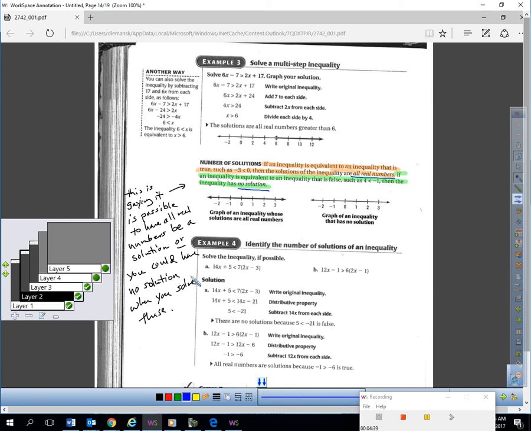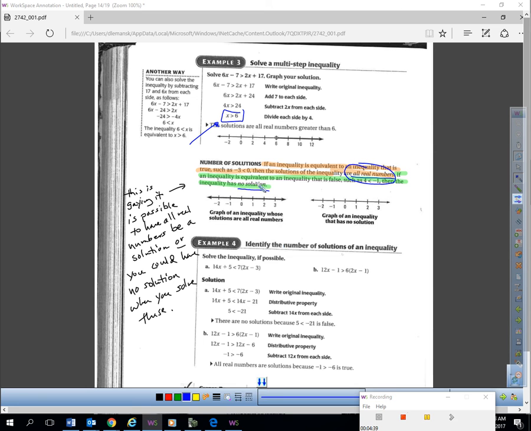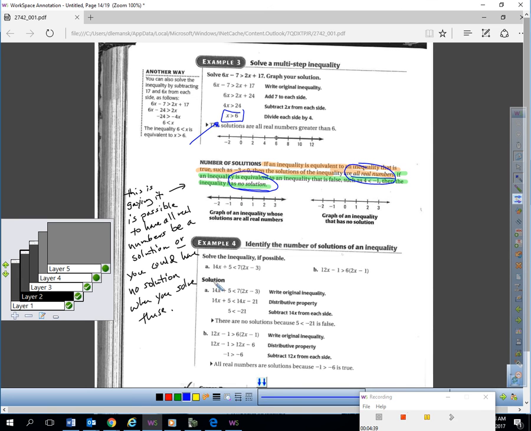Now, you remember when we solved equations back in Chapter 3, it was possible that you'd get one answer, or you could get all real numbers be a solution, or you could have no solution. It's kind of the same thing when you solve an inequality. We could get a solution set for an answer like we did in this last problem, or we could get any number being a solution, or we could get no solution.